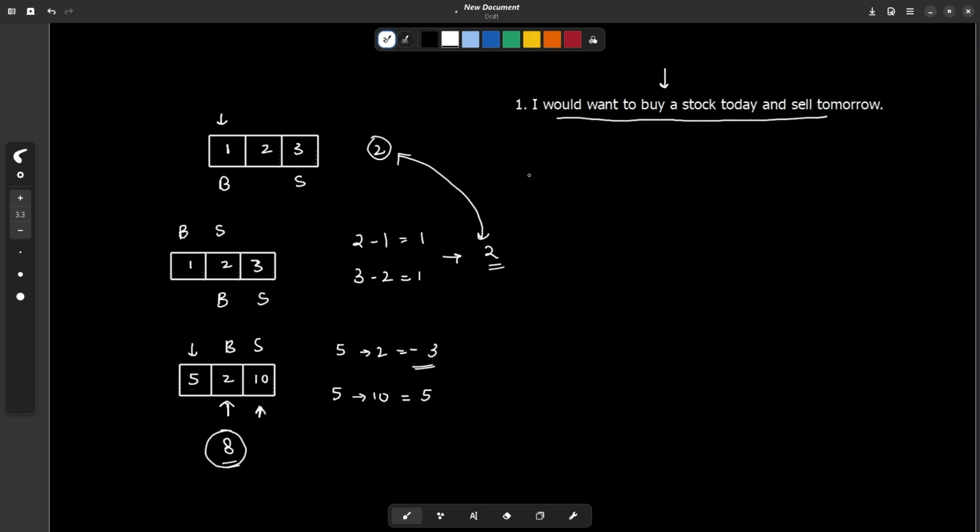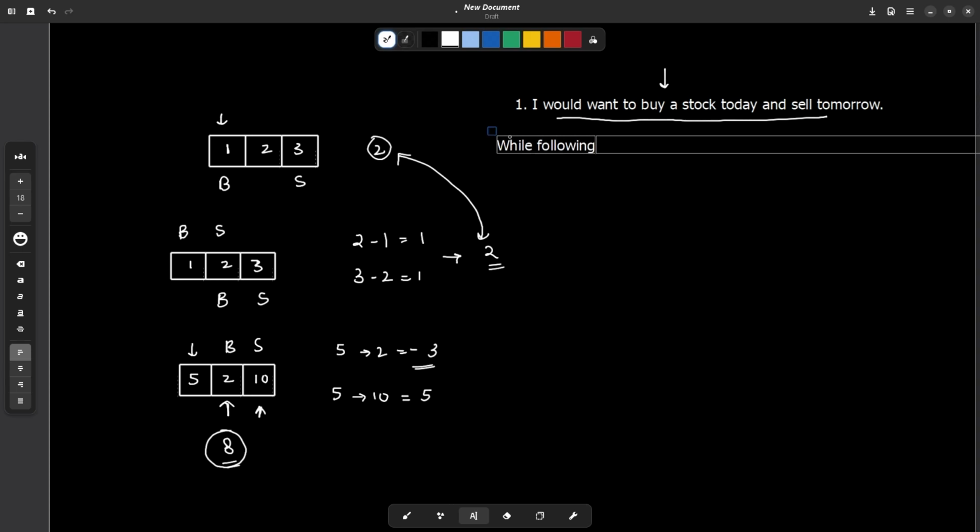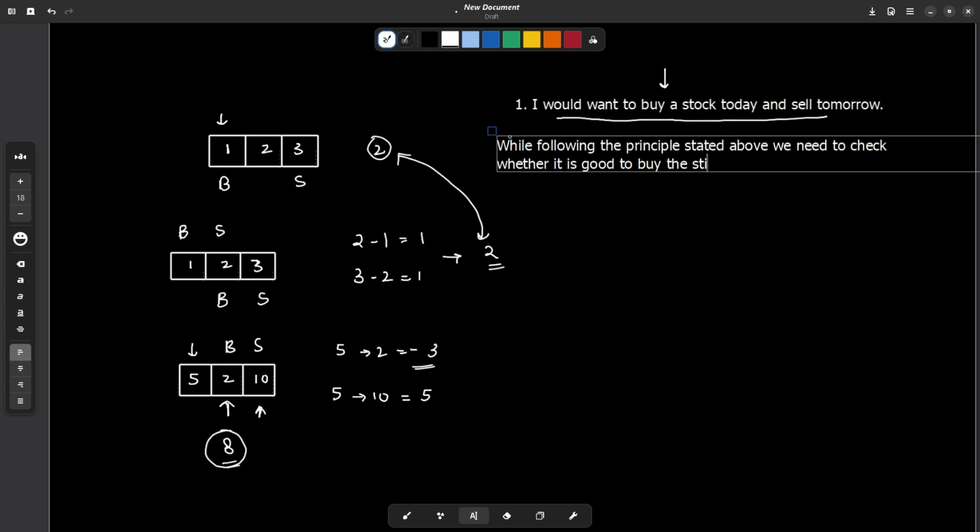So the final approach is you would always be following this first general principle, right? While following the principle stated above, we need to check whether it is good to buy the stock today, right? So how do we verify it?